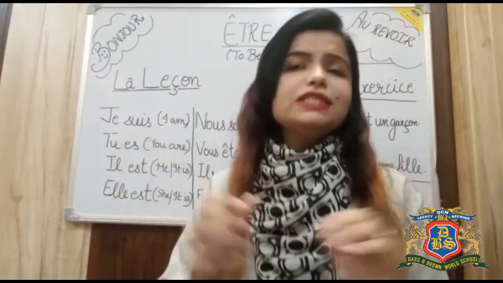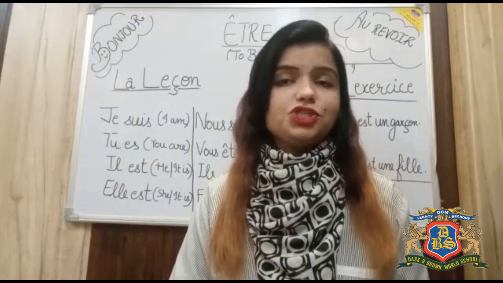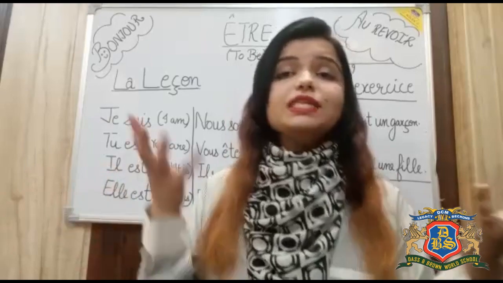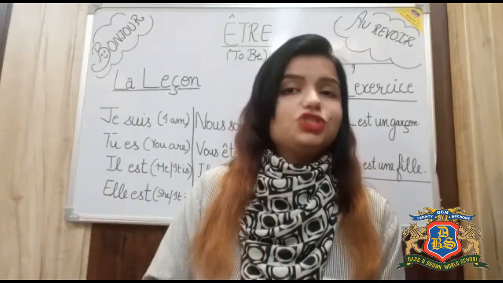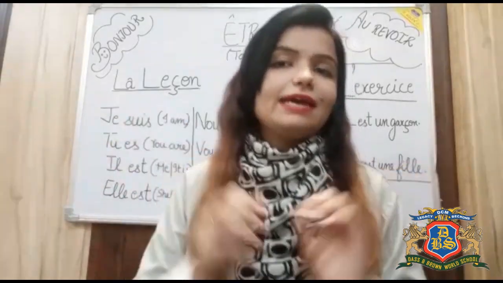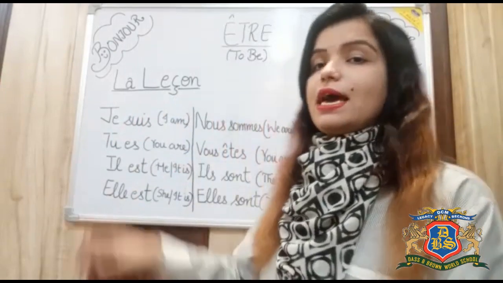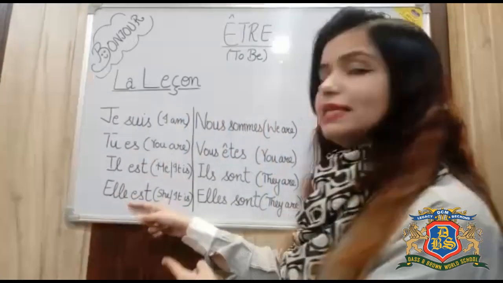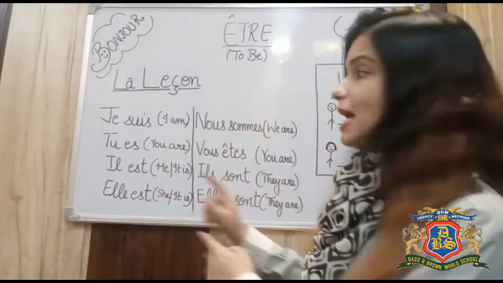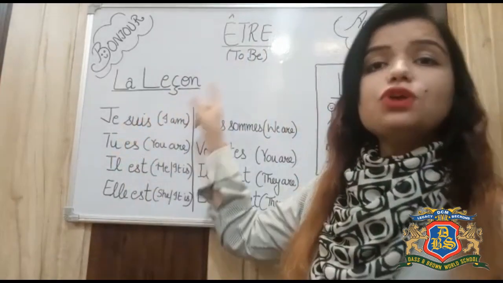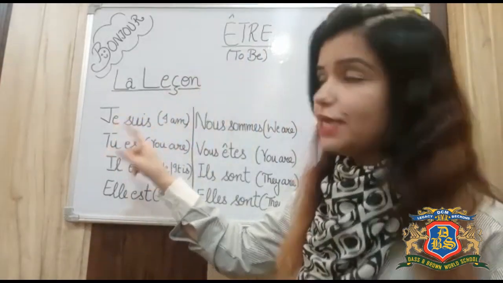Now, how many sujets do we have in French? Yes, I'm asking about the subjects. It is of 8 types basically. So see, I have written 4 on this side, 4 on this side. So just look here. Let's learn how we do conjugation of the être verb with the sujets.